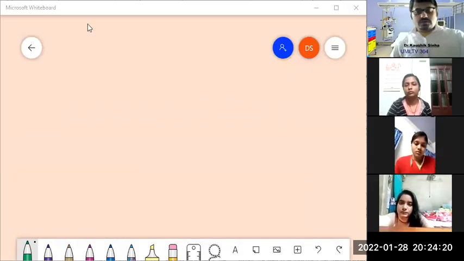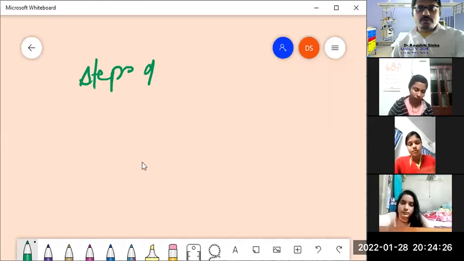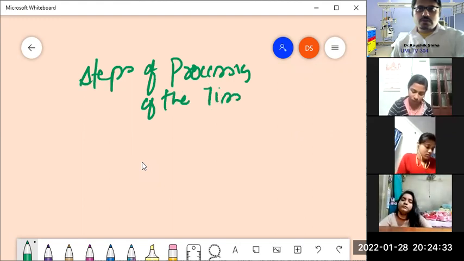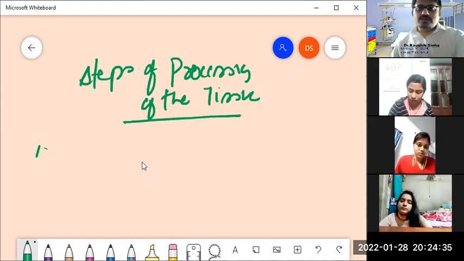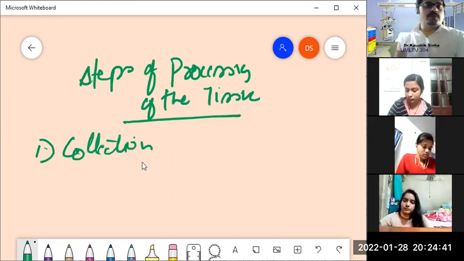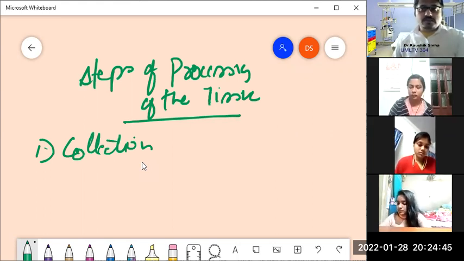So it was all about the short revision of the steps of processing of the tissue. The first step is quite evident. That would be the collection. And it is where the entire process begins from. This is not the end, but the beginning step.